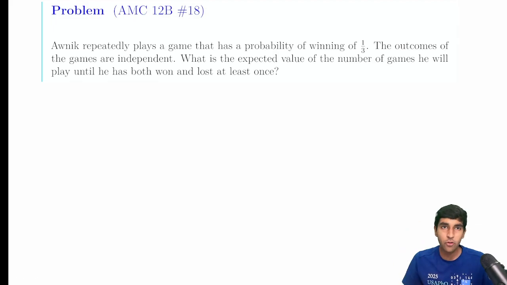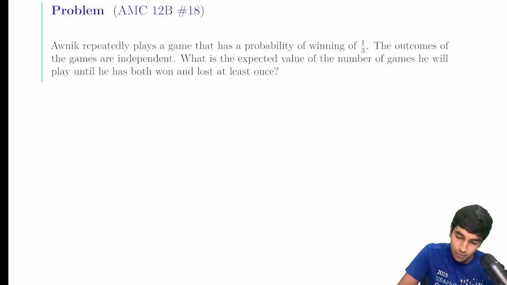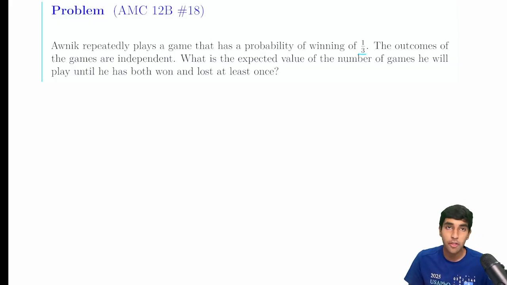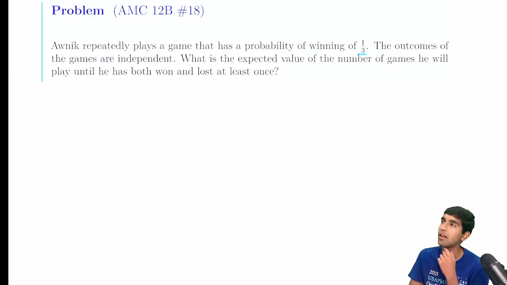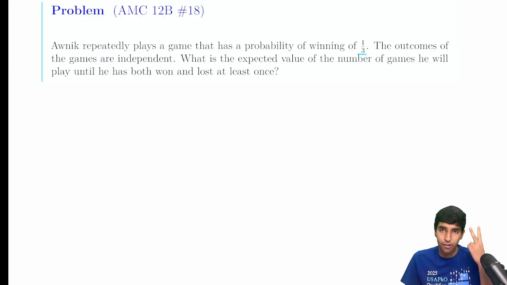Number 18 on the 12B. Okay, so we have someone playing a game repeatedly with the probability of winning of 1/3. The outcomes of the games are independent. What is the expected number of games he will play until he will have both won and lost at least once? That's interesting. There's two ways to go about this.